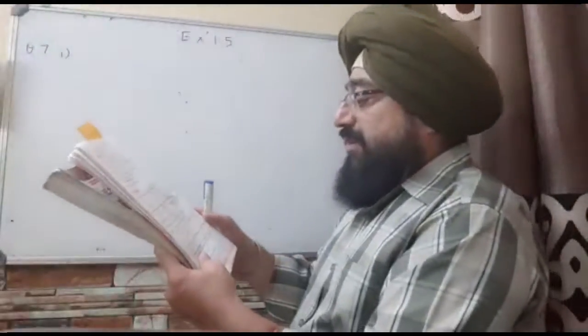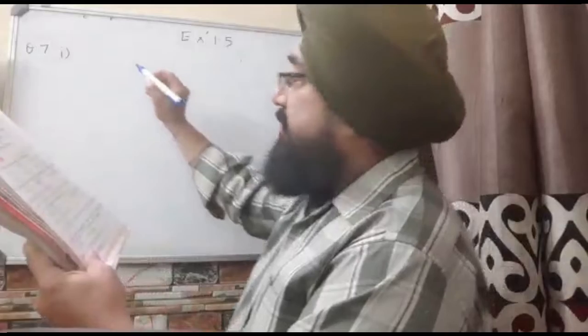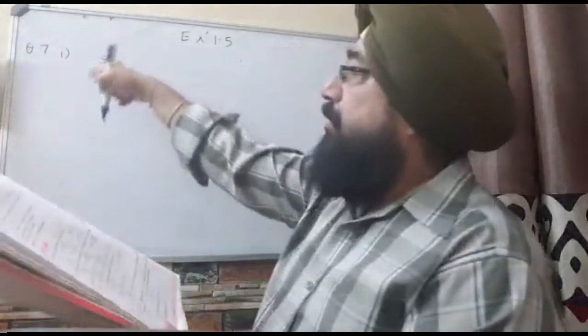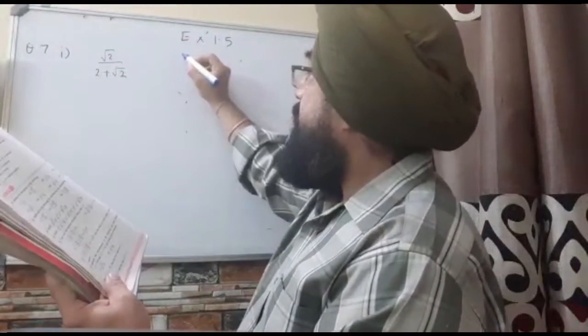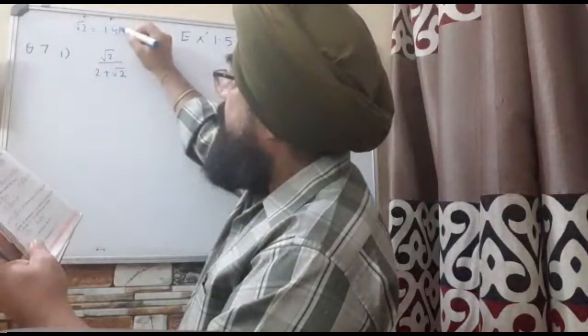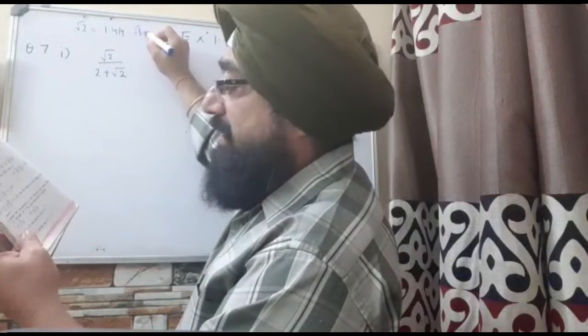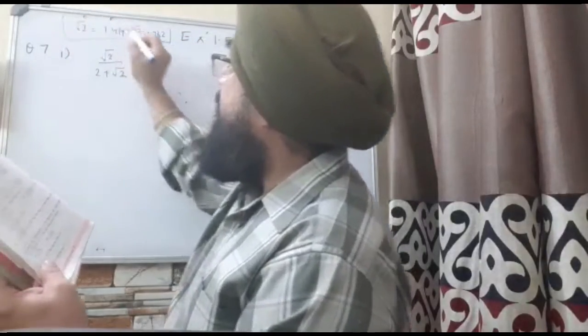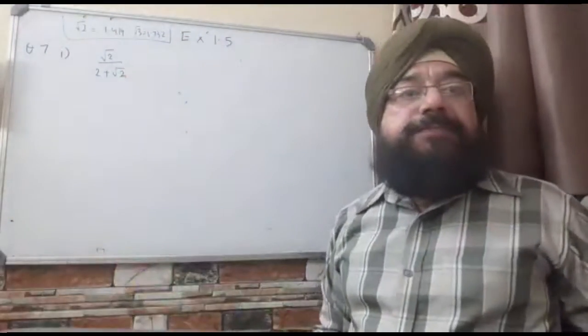Okay. So question number 7, first part from exercise 1.5: given root 2 over 2 plus root 2, we need to find the value of this. Given the value of root 2 as 1.414 and root 3 as 1.732, with the help of these two values, we need to find the value of this.